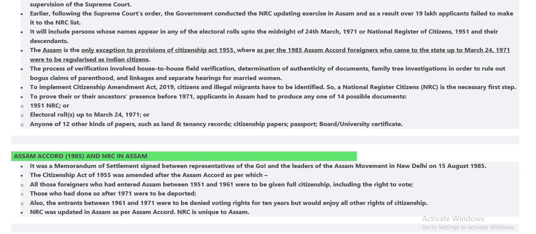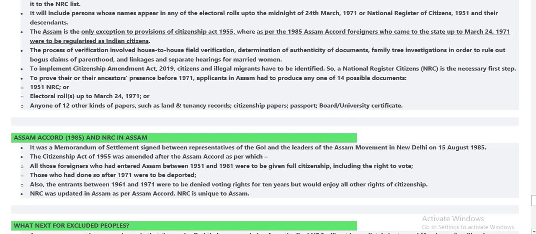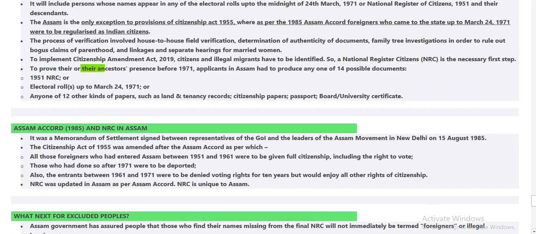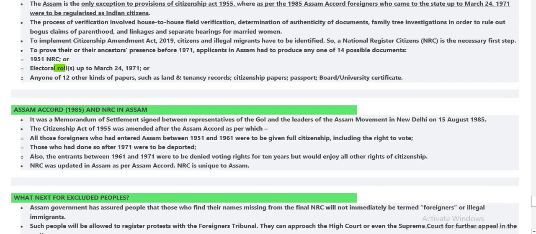The process of verification involved house-to-house field verification, determination of authenticity of documents, family tree investigations in order to rule out bogus claims of parenthood and linkages, and separate hearings for married women. To implement the Citizenship Amendment Act, 2019, citizens and illegal migrants have to be identified. So, a National Register of Citizens, NRC, is the necessary first step.